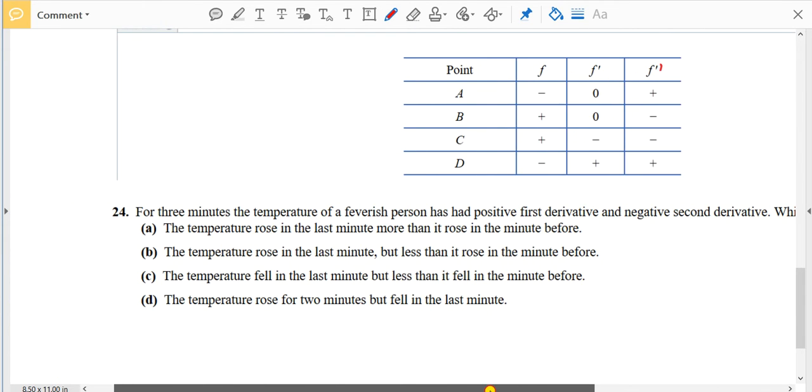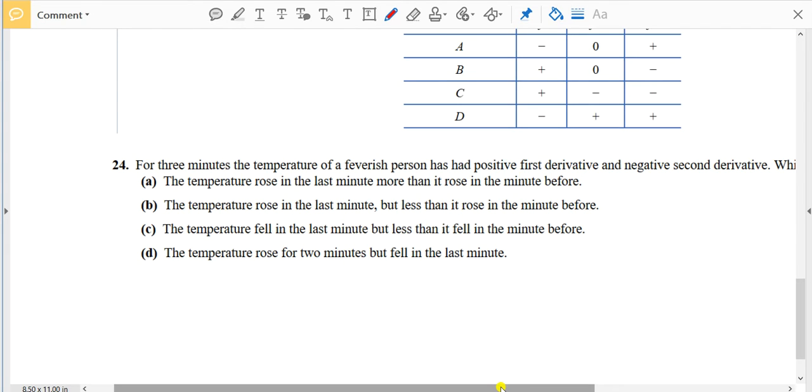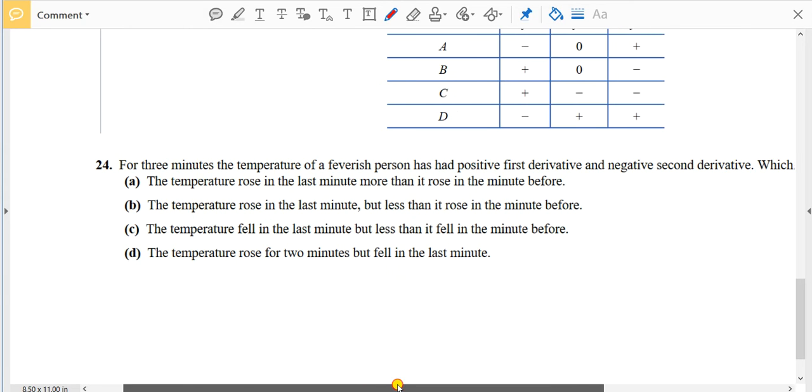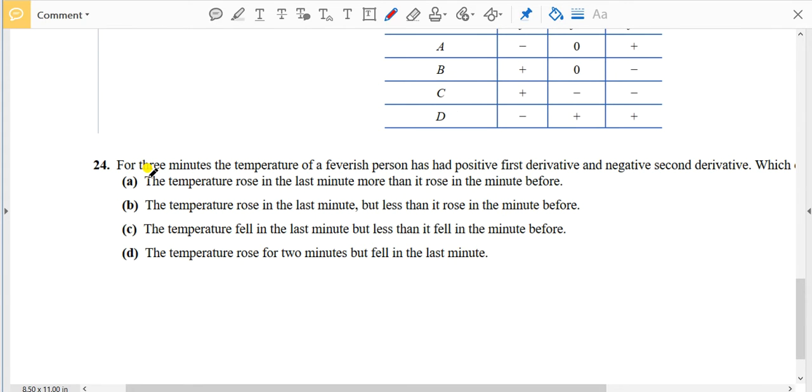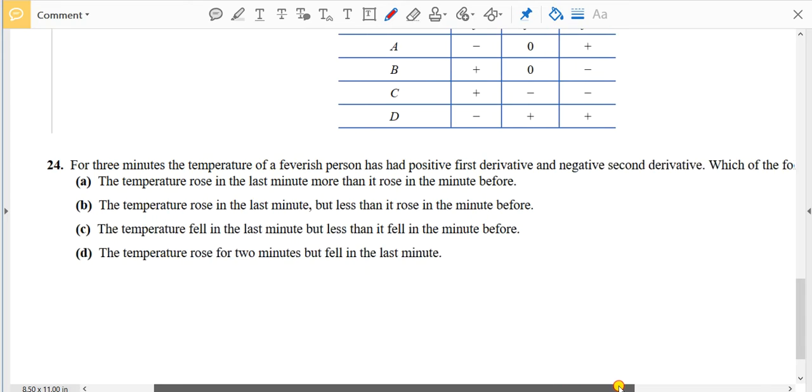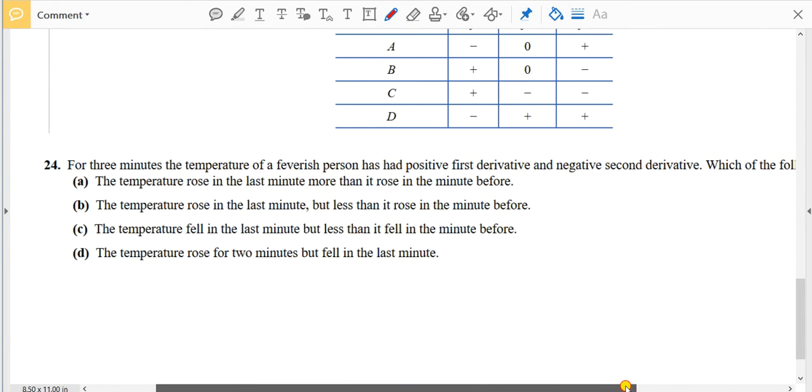Now let's try the last problem here. A lot of you also got problem 24 here wrong. So let's read the question carefully. For 3 minutes, the temperature of a furious person has had a positive first derivative and negative second derivative. Now, which of the following is correct?